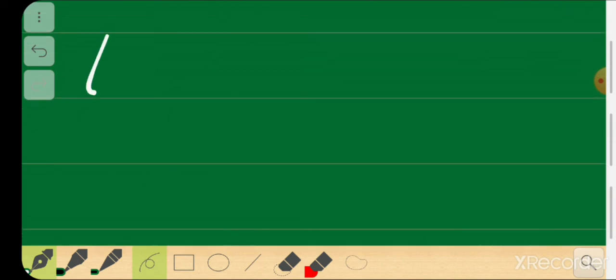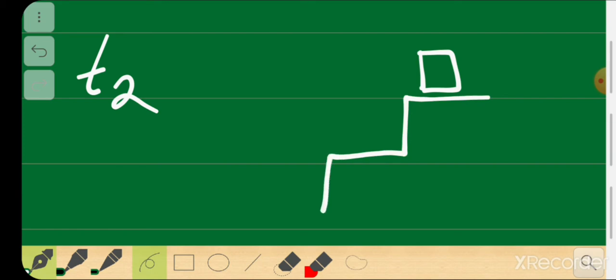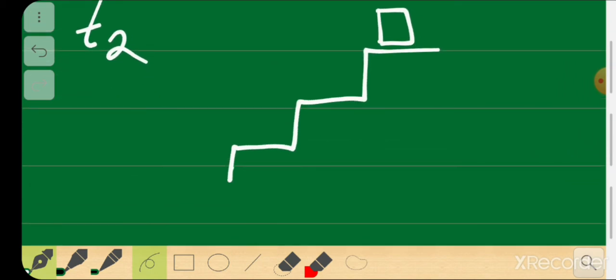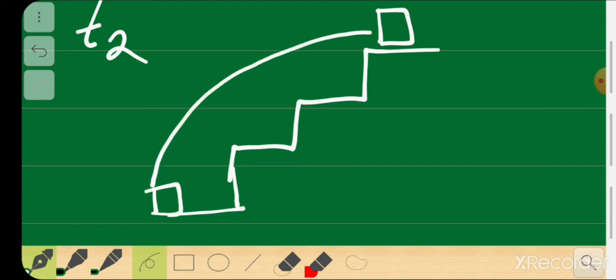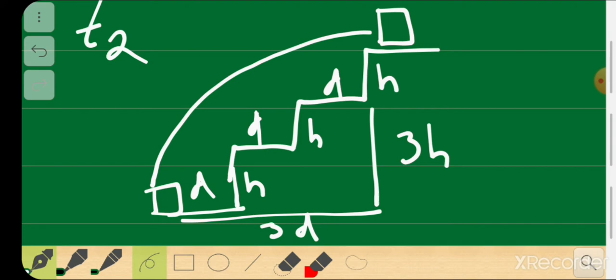For that we can use the second time scale, which is t2. The t2 scale is when the object falls from this height to some steps, 3 steps actually, and it's going to fall over here. So this is the second case. Each step had height h and distance d, so we had a total height of 3h and total distance of 3d, right? Okay, so that's the case here.